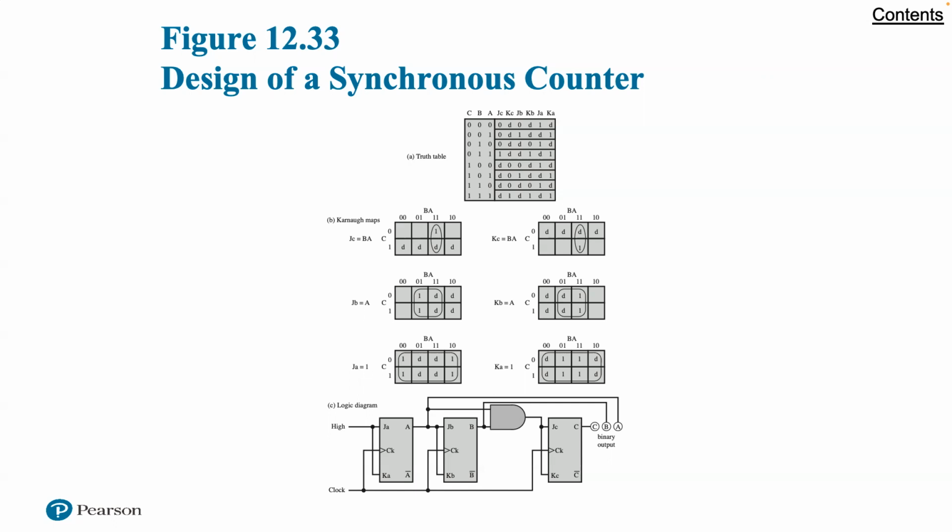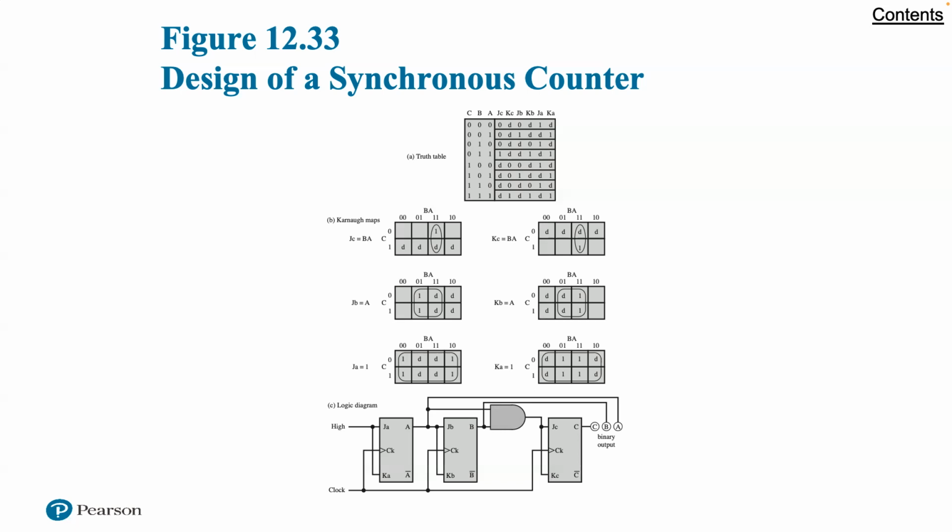The first step is to construct a truth table that relates the JK inputs and outputs to allow us to design the overall circuit. Such a truth table is shown in figure 12.33A, which we're showing. The first 3 columns show the possible combinations of the outputs A, B, and C. They are listed in the order they will appear as the counter is incremented. Each row lists the current value of A, B, and C and the inputs to the 3 flip-flops that will be required to reach the next value of C, B, and A.